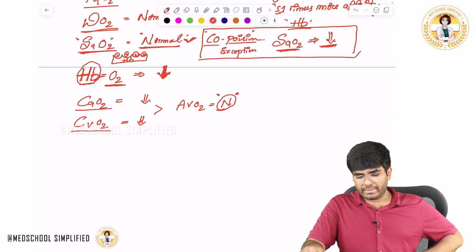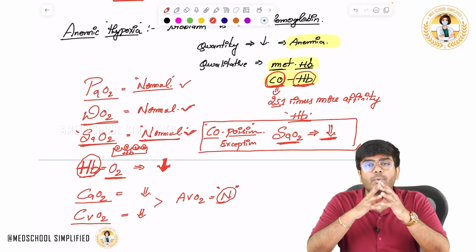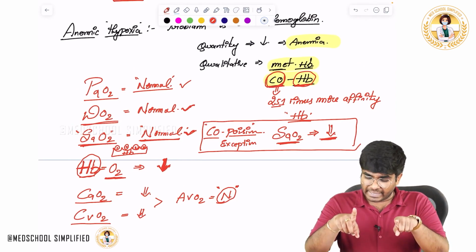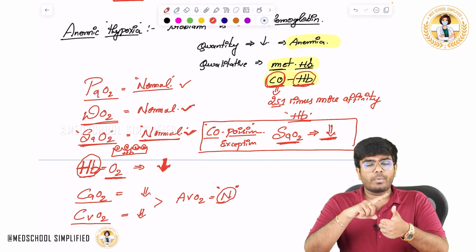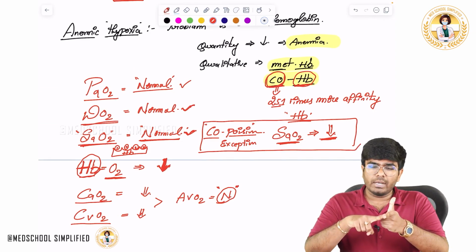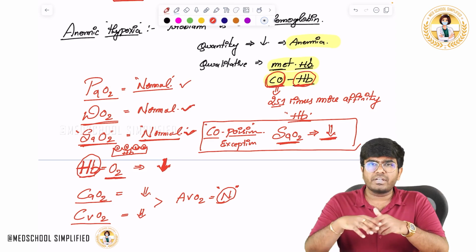Okay, so at the end of the day, what are the important points which you should know regarding anemic hypoxia? In anemic hypoxia, the problem is with the hemoglobin. The amount of hemoglobin is going to be less. That's why anemic. There is no problem with the partial pressure. So partial pressure of oxygen is normal. The dissolved oxygen is normal. The percentage saturation of the hemoglobin is normal. So saturated oxygen is normal.